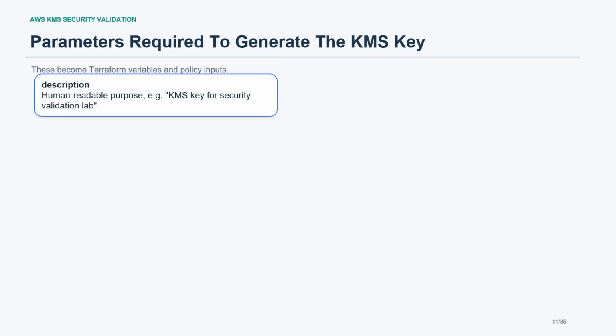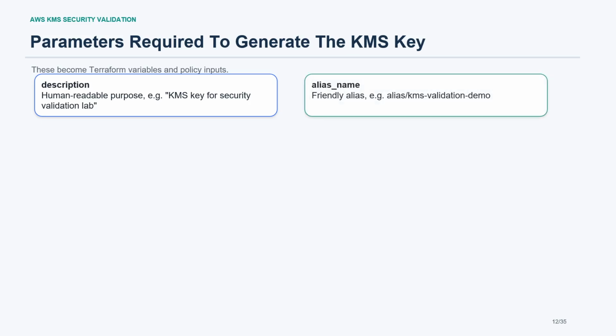Parameters required to generate the KMS key. When you are creating a KMS key for your organization, it should not be very simple. You should make it production ready and follow best practices. When creating the KMS key, first you have to mention the description properly: why this KMS key is used, who is using it, who will use it in future also. That is called the description. Next, we have to specify the alias name. Suppose this is called production KMS or database KMS. We should properly mention an alias name.